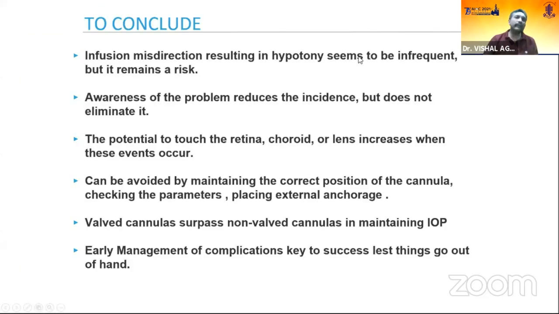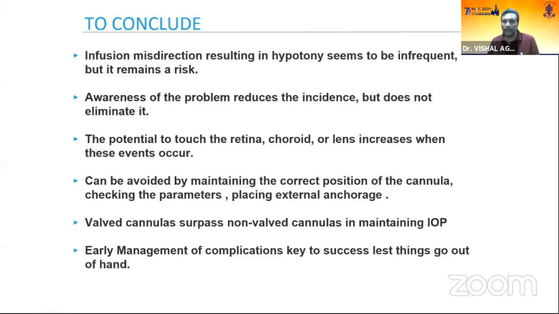So this is the pit in which there was fluid coming out into the vitreous cavity, and in these cases it makes sense to plug the pit because that is the source of the fluid and the retinoschisis. So to conclude, infusion misdirection resulting in hypotony seems to be infrequent, but still remains a risk.